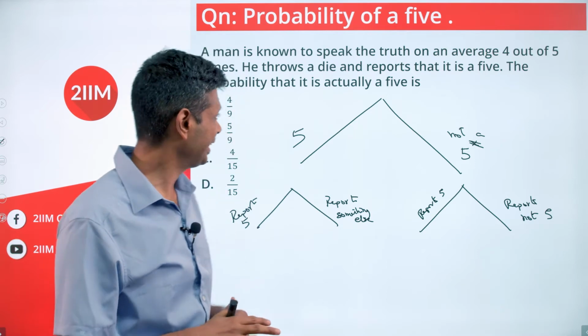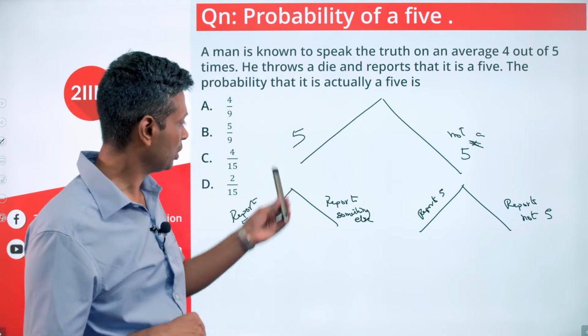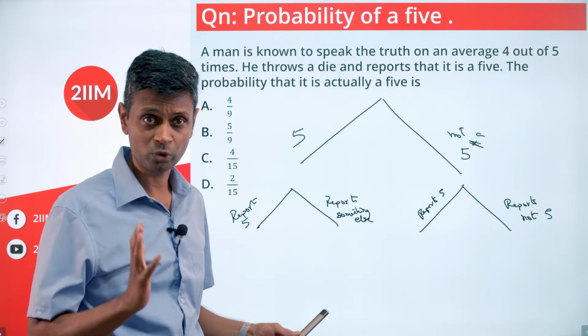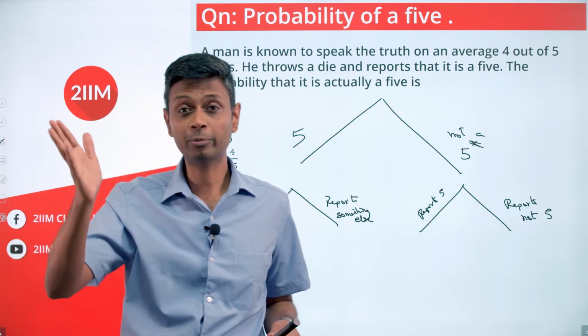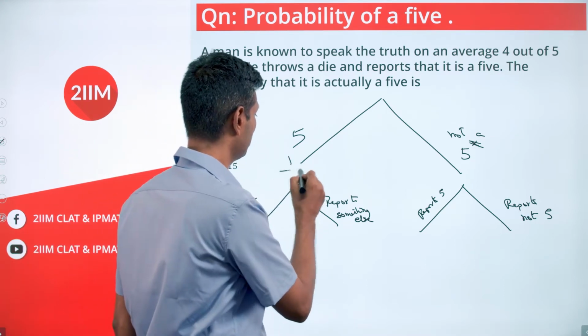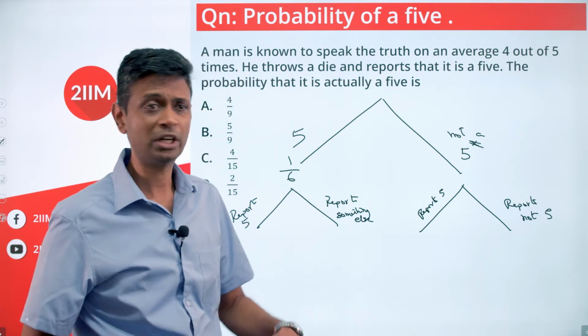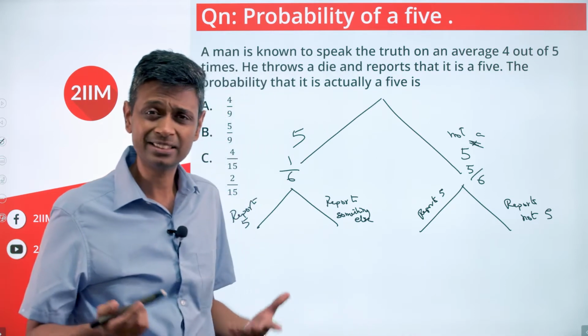Given that it's a 5, what is the probability that he reports a 5? 4 by 5. What is the probability he reports something else? 1 by 5. What is the probability of it being a 5? He rolls a die. All this reporting, not reporting nonsense is not there. He rolls a die. What is the probability of it being a 5? 1 by 6. What is the probability of it not being a 5? 5 by 6. And then it is methodical.